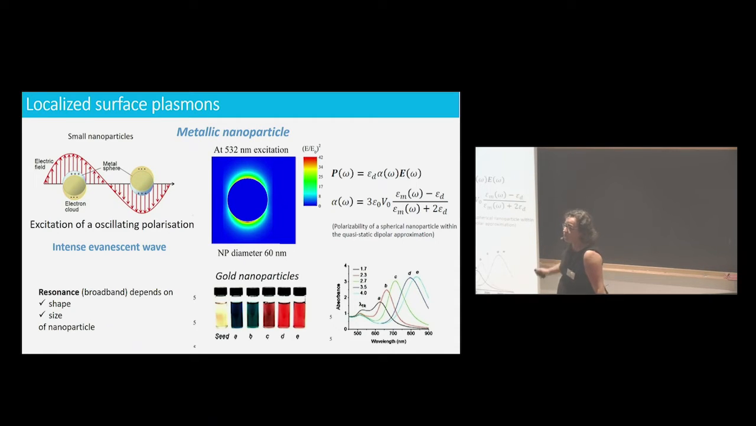You can calculate the polarizability of the system. The polarizability depends on many things: the size, of course, but also the metal, which is expressed here, and also the shape of the metallic nanoparticle. This is the expression for a spherical one, but you can use other shapes than spherical ones.